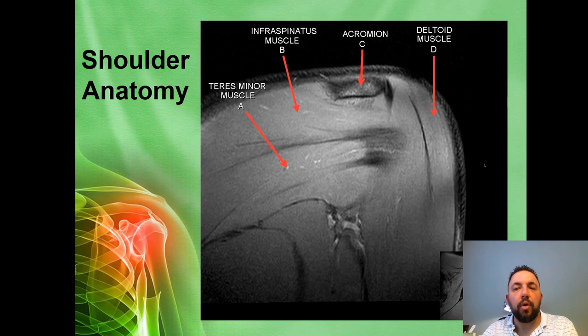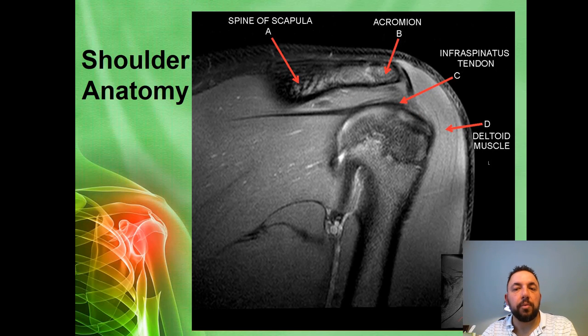In a coronal oblique view, now we're more posterior, we'll work our way more anterior. We have the teres minor muscle, the infraspinatus muscle, the acromion, the deltoid muscle more laterally located. As we get to a more center cut, the spine of the scapula and the acromion, the infraspinatus tendon, again ligaments and tendons in MR are black, and again the laterally located deltoid muscle.